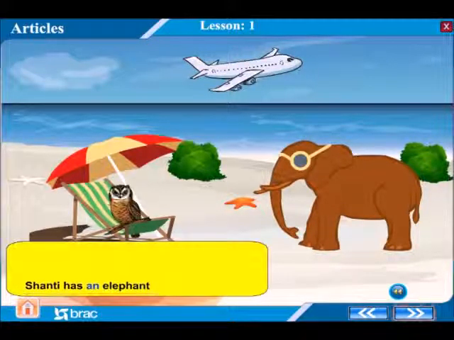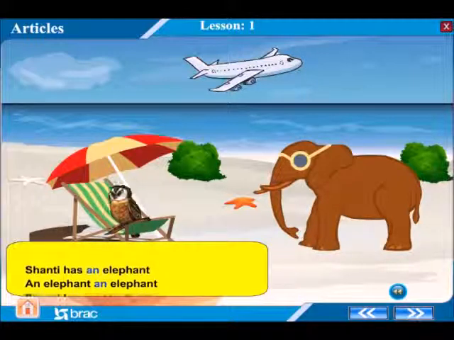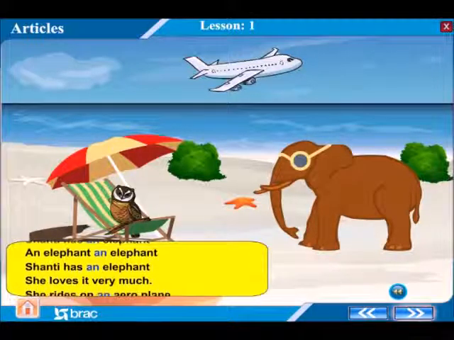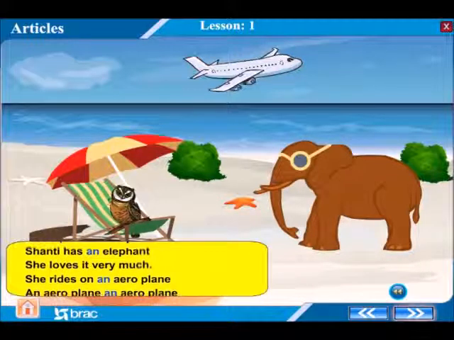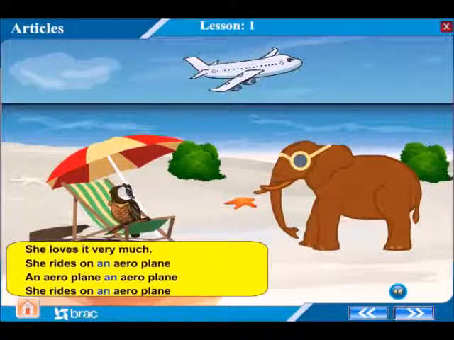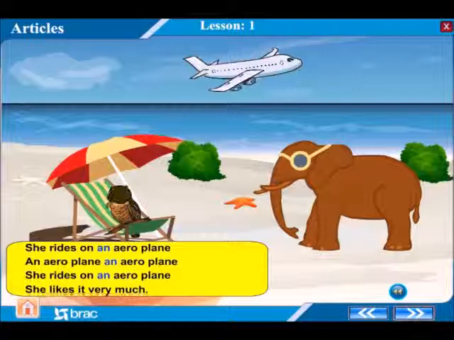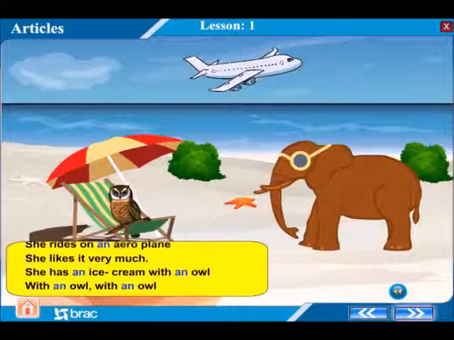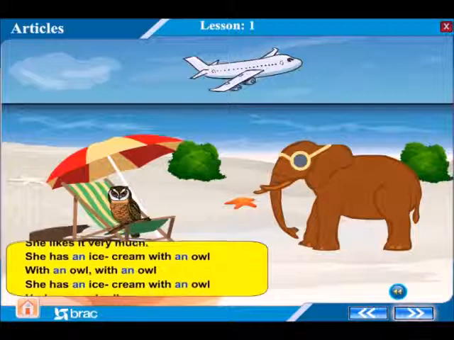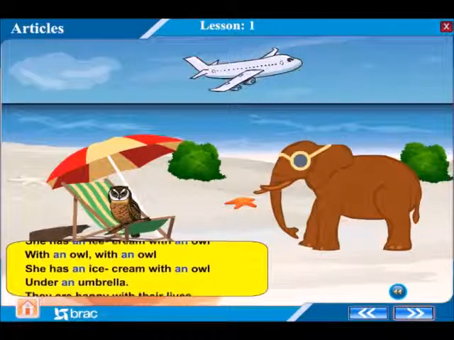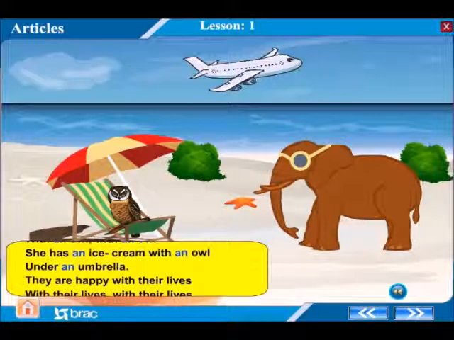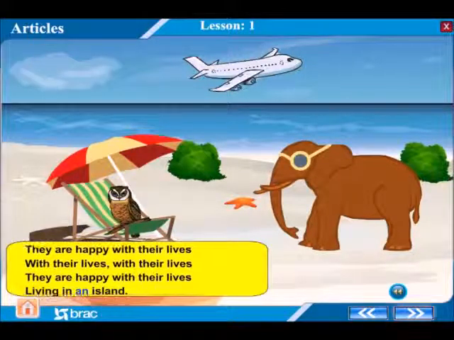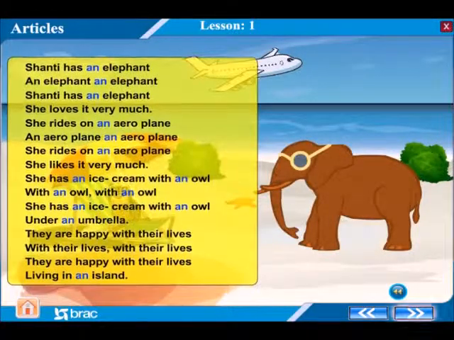Shanti has an elephant, an elephant. Shanti has an elephant, she loves it very much. She flies on an aeroplane, an aeroplane. She flies on an aeroplane, she likes it very much. She has an ice cream with an owl under an umbrella. They are happy with their lives, living in an island.